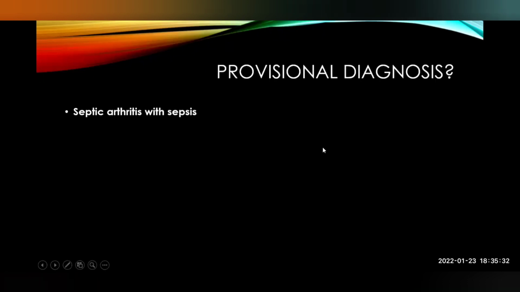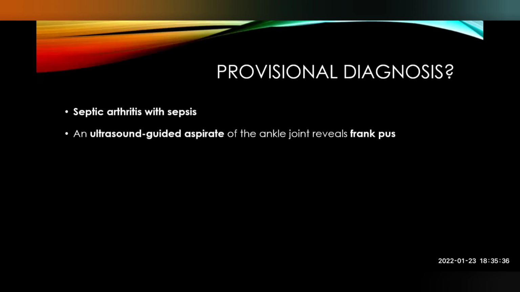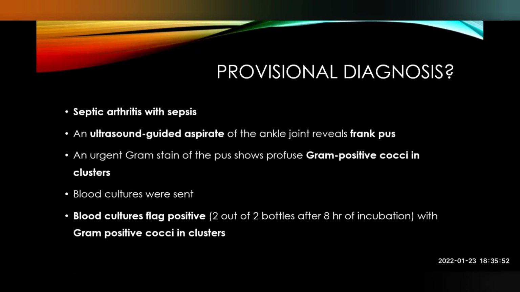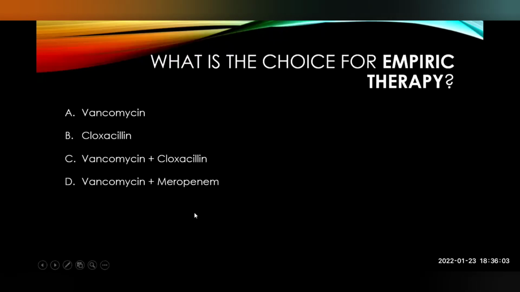Next. So you made a provisional diagnosis of septic arthritis with sepsis, and you did a USG guided aspirate, which revealed it to be frank pus, and you have sent for gram staining and culture. Urgent gram staining showed gram-positive cocci in clusters, and blood cultures were also sent. Within 8 hours, 2 bottles were sent, and both of them flagged at 8 hours, showing gram-positive cocci in clusters. So now what would you like to do?